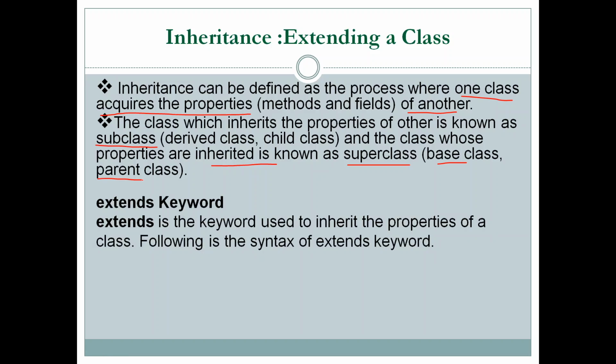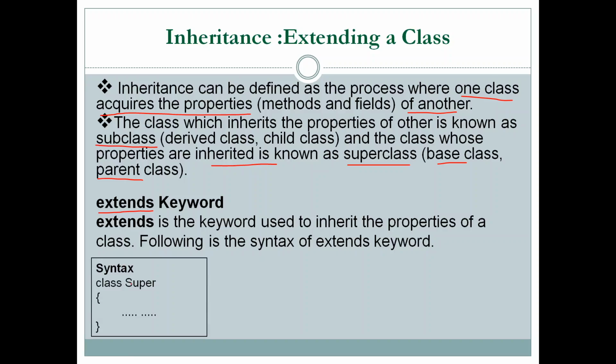Okay, how is inheritance implemented in Java? To implement inheritance in Java, we use a keyword called the extends keyword. So the extends keyword is used to inherit the properties of a class. So let's see the syntax of the extends keyword, how extends can be used to inherit properties.